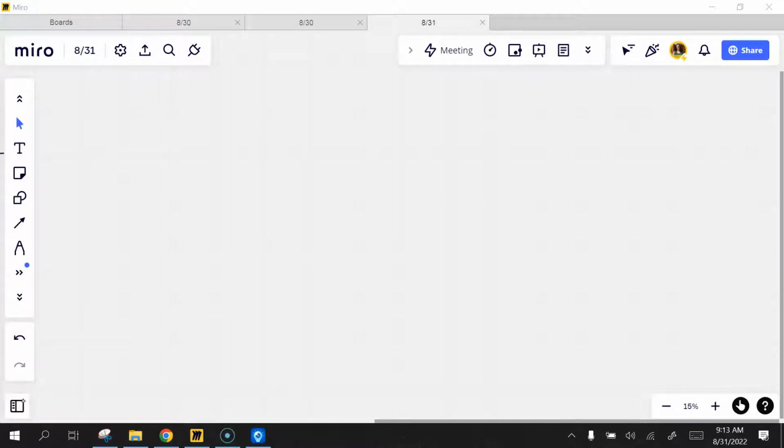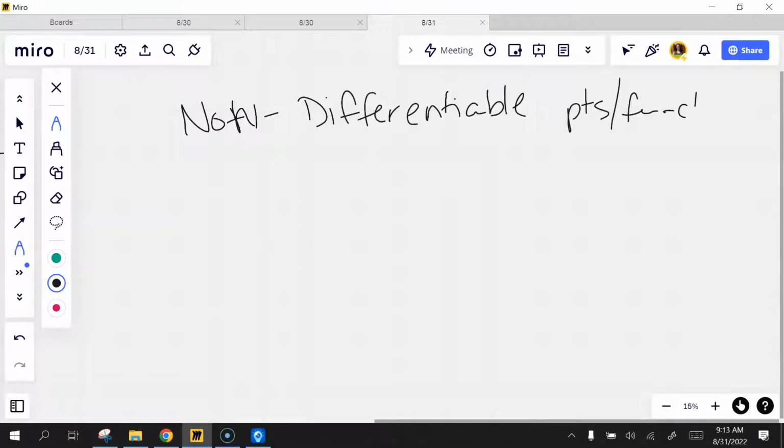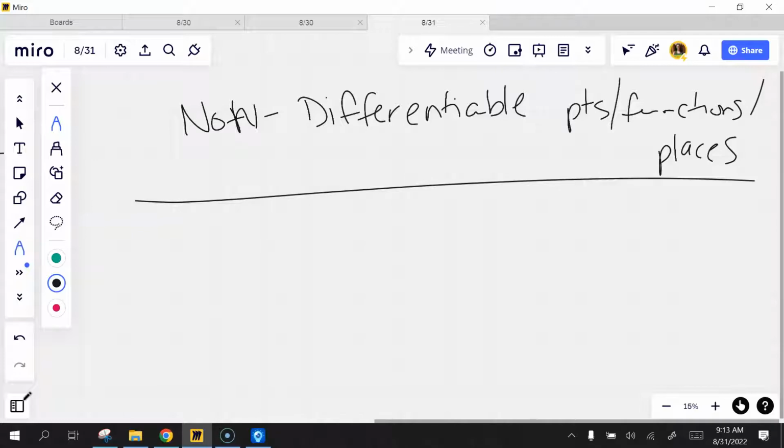We are simply going to talk about places today where f of x may be non-differentiable. Points, functions, or places. And we've actually touched on this several times. We just haven't given them official names yet. We'll talk about official names.